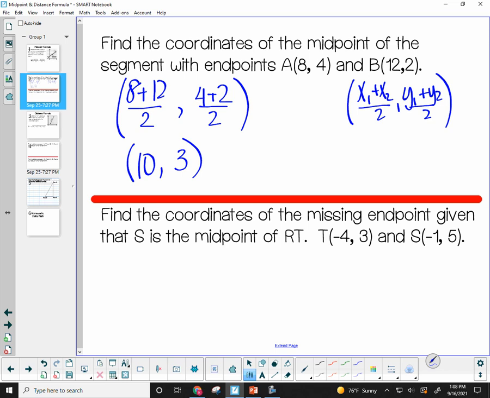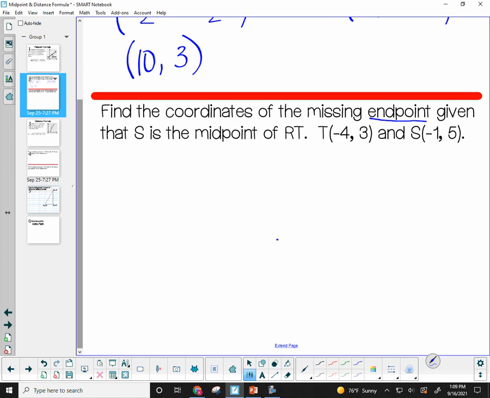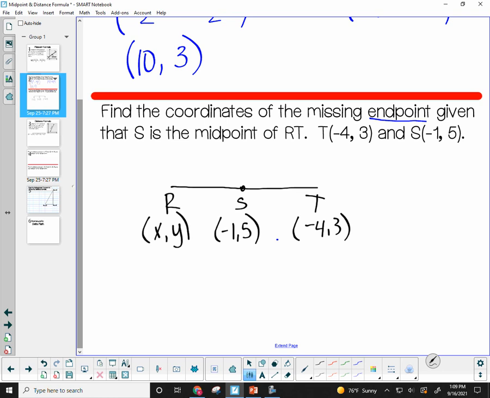Okay. Now let's take a different twist on this. It says find the coordinates of the missing endpoint. This time we're looking for an endpoint, given that S is the midpoint of RT. I want to do a little sketch here, just so we know what we're looking at. Here's RT, here's S. They give us that T is at (-4, 3), and S is at (-1, 5). I want to know the coordinates of R, this x and y value.